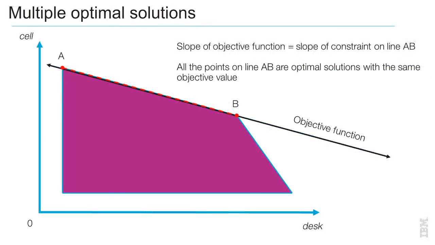It is possible that an LP has multiple optimal solutions. At least one optimal solution will be at a vertex. By default, Cplex Optimizer reports the first optimal solution found. This graphic shows an example of an LP with multiple optimal solutions. This can happen when the slope of the objective function is the same as the slope of the constraints. In this case, all points on the line AB are optimal solutions.